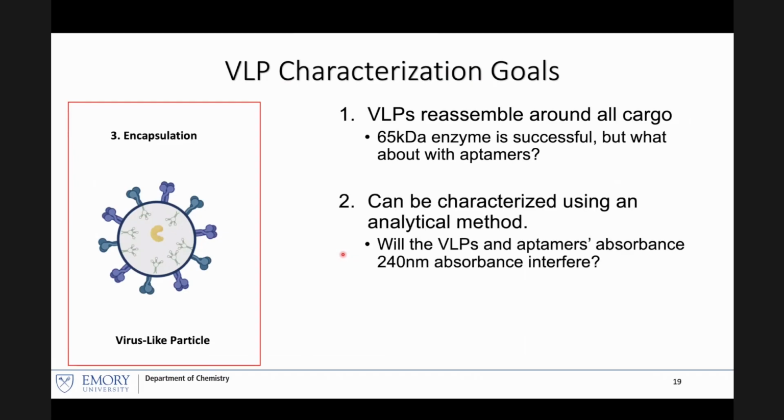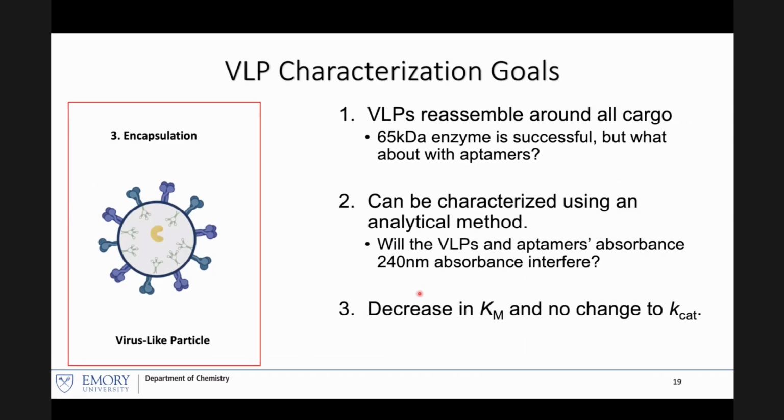Secondly, can this be characterized using an analytical method as well? So will the VLPs and aptamers absorb at 240? Would the absorbers at 240 also interfere? Think about it, right? VLPs are made up of proteins, and proteins absorb at 280, aptamers and nucleic acids absorb at 260. These are just their max peaks. You still get some absorbance at 240. So will this be too much interference? Will we be able to get rid of that noise?